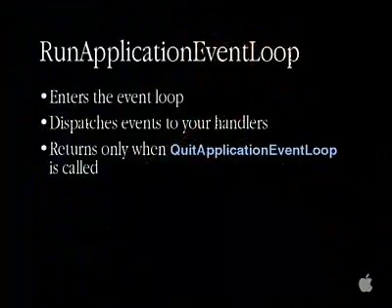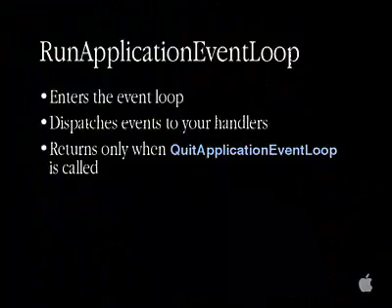Run application event loop, the replacement for wait next event. When you call it, it enters the event loop, and then it will block until any events occur. That means that your application is not processing events, it's not doing anything until something interesting happens. So this provides a good user experience to the user because your application does not consume resources when it's not doing anything. While it's in this function, it will dispatch events to your handlers as they come in, and it will only return when quit application event loop is called.